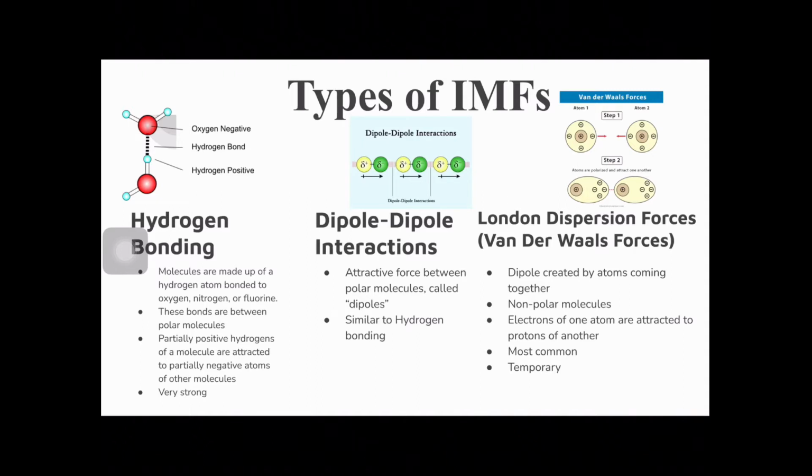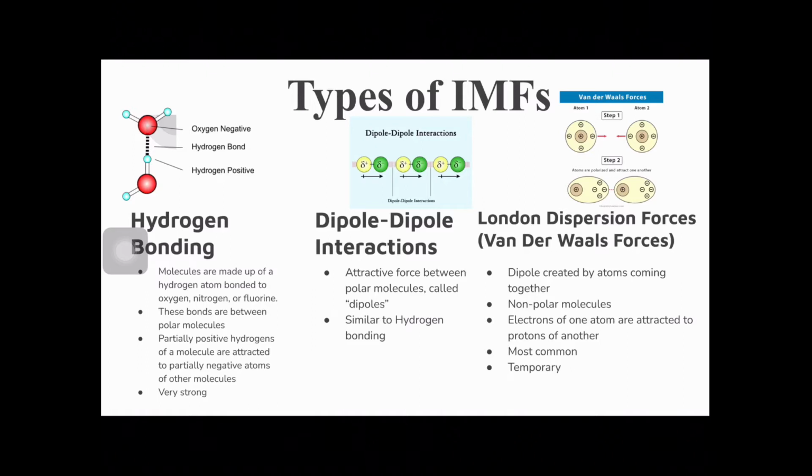In a dipole-dipole interaction, molecules become polar because the difference in electronegativity between atoms makes one region of the molecule partially negative and one region partially positive, hence the name dipole. The dipole-dipole interaction is the attraction between the partially positive region of one dipole and the partially negative region of another dipole. Dipole-dipole interactions are similar to hydrogen bonding.